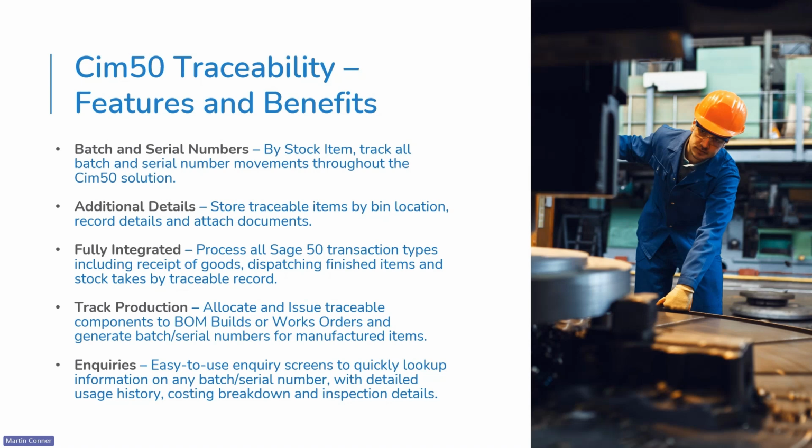Okay, we can store additional information against traceable items such as bin locations, so we allow multiple bin locations, and record further details like sell by dates, use by dates, additional details, and any custom fields that you might want to add. We can also attach documents, so it might be that you want to take a picture of the item as it's being received, or hold a certificate of conformity for that batch or serial number. That can be done at goods receipt, works order completion, or at any time if you wanted to go into the batch and add that in at a later stage.